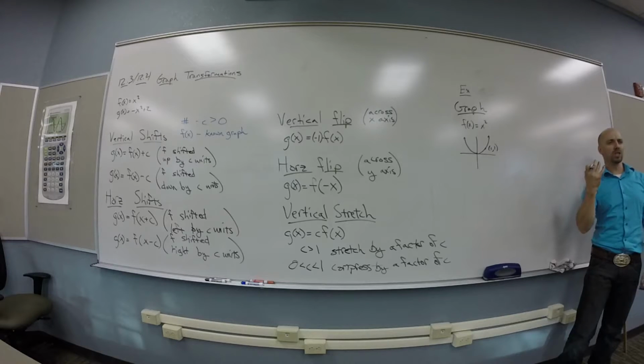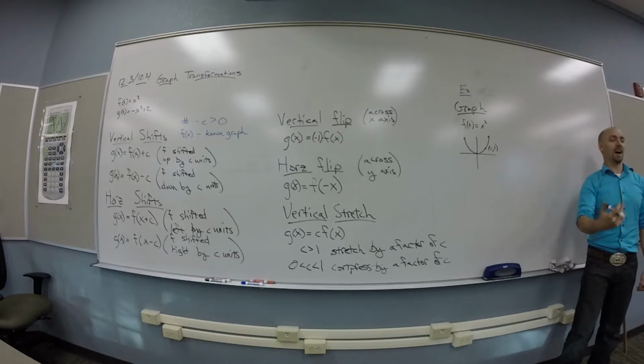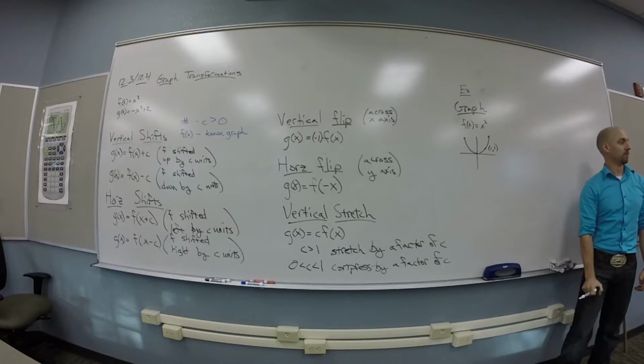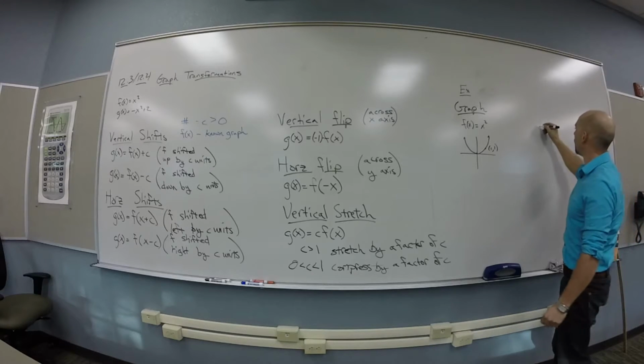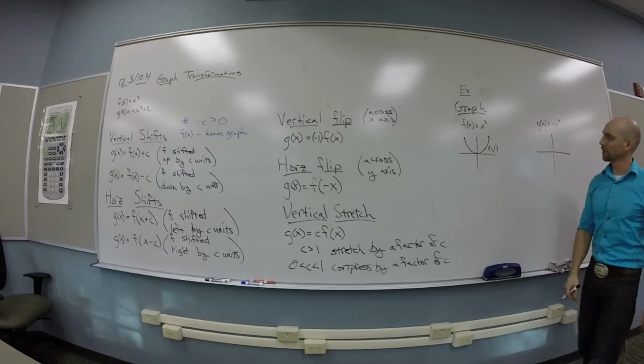How do I know 1, 1's on there? Because 1 squared is 1. Yeah, good, because when I input 1, I get 1 out as an output. You guys cool with that? Awesome. Okay, so how about, say, g of x is minus x squared. What's that guy look like?